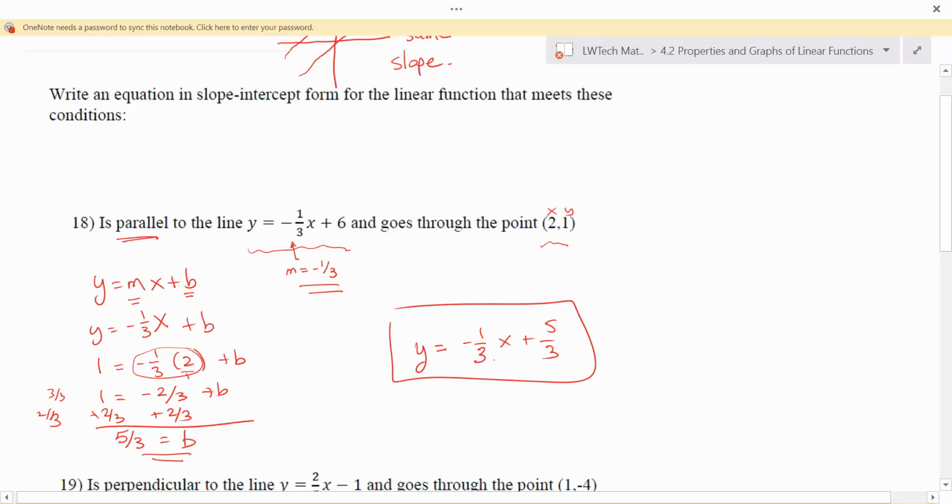Try that. Okay, in this case, y equals negative 1/3 x plus 5/3. It has the same slope as this line, so they're parallel, but it has different y-intercepts. So that gives us the information that we need.